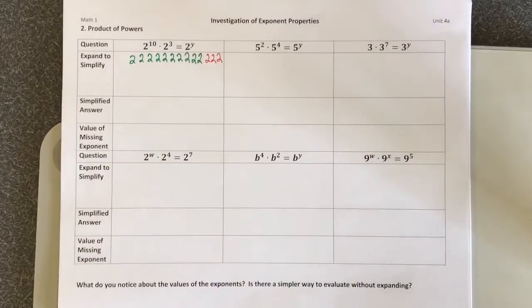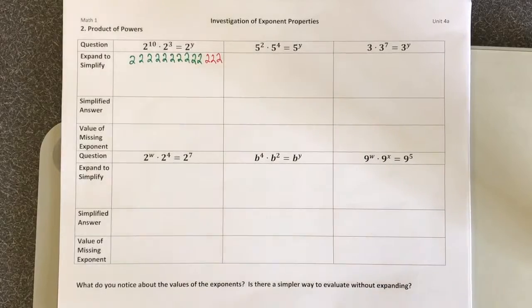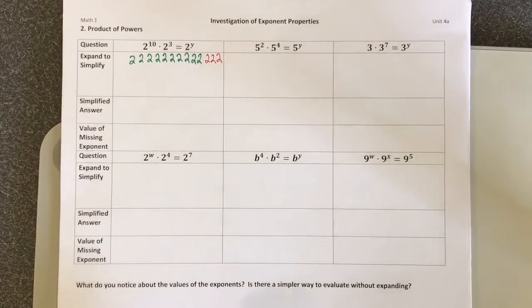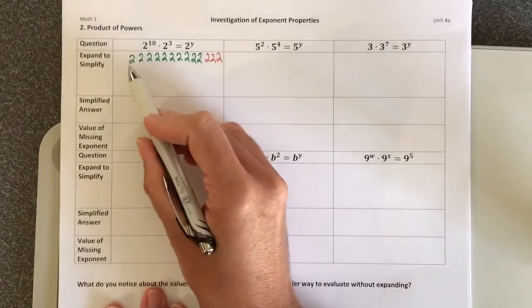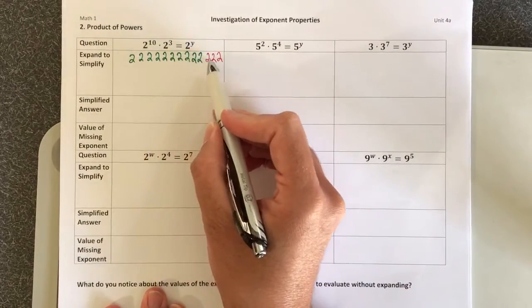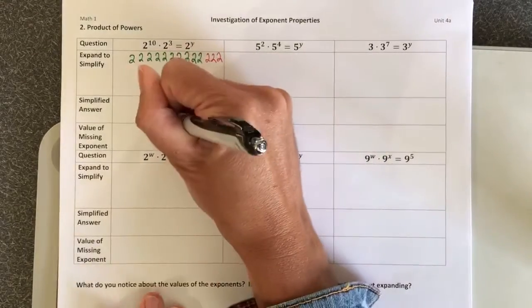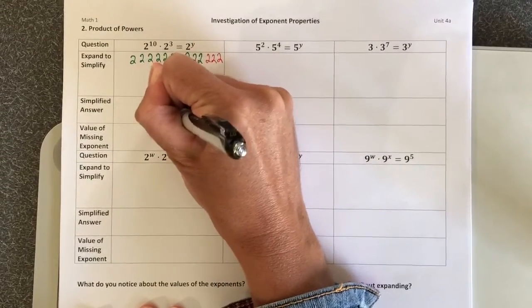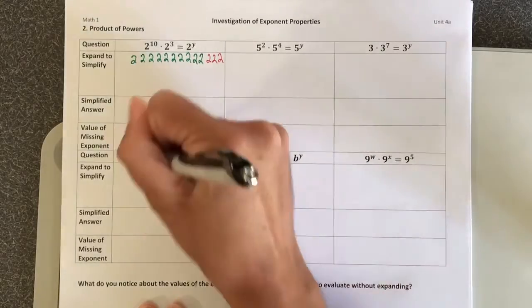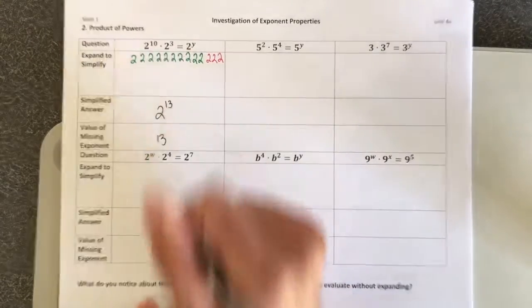So how many 2's do I have total? Whenever I multiply all these together, I don't care about what the final outcome is, what I want to know is what my new exponent's going to be. So notice how I have a total of 1, 2, 3, 4, 5, 6, 7, 8, 9, 10, 11, 12, 13. So this simplifies to 2 to the 13. So my missing exponent is 13.